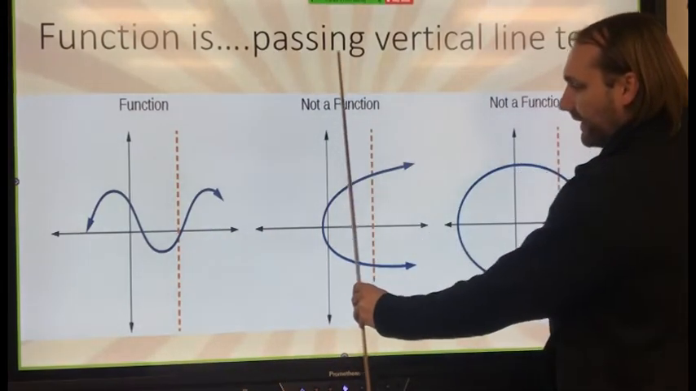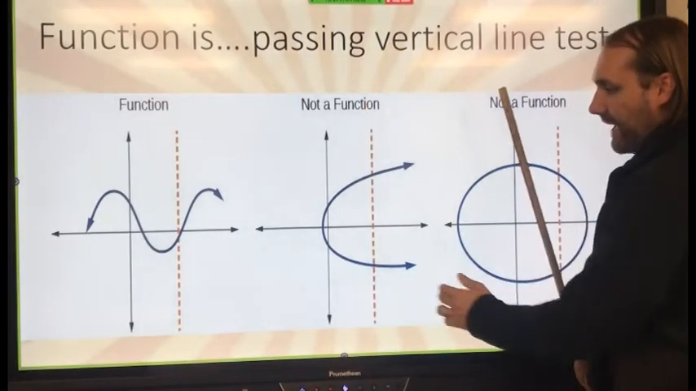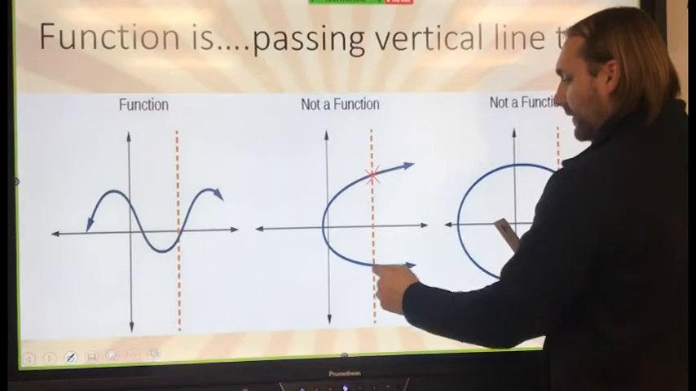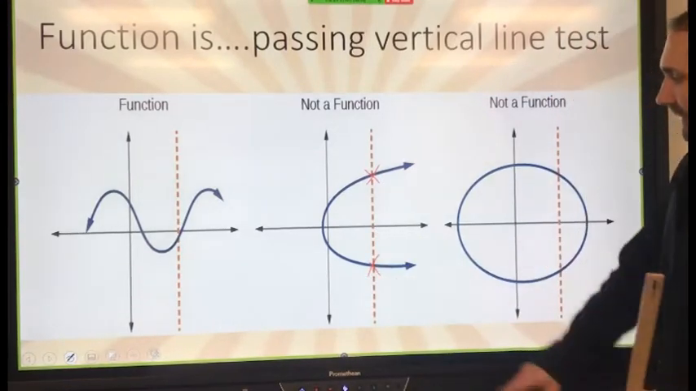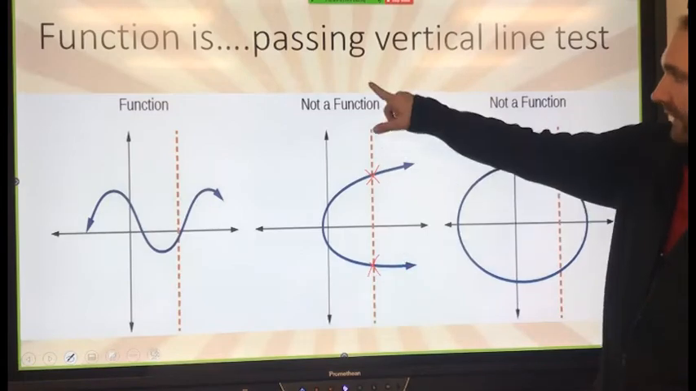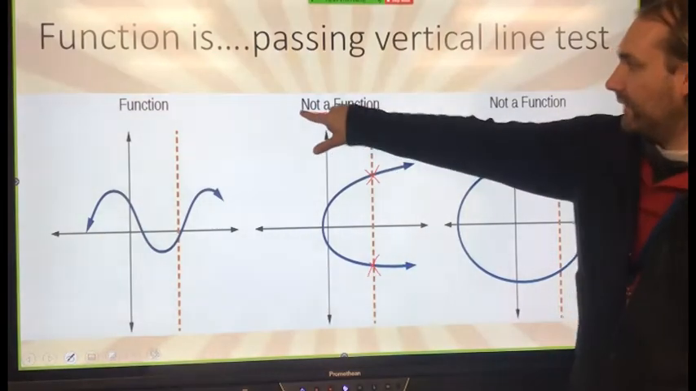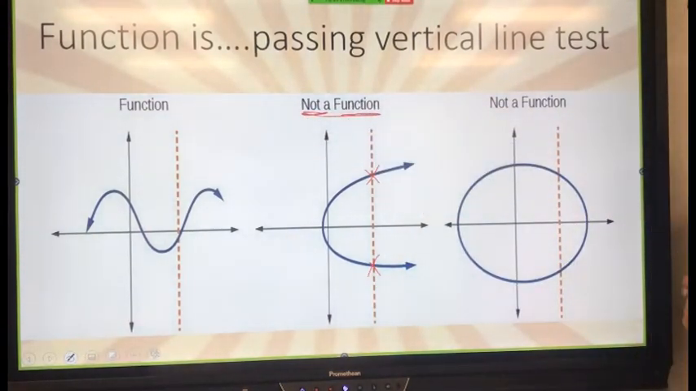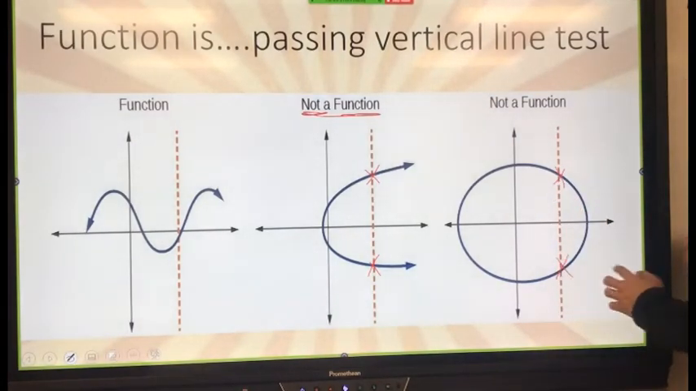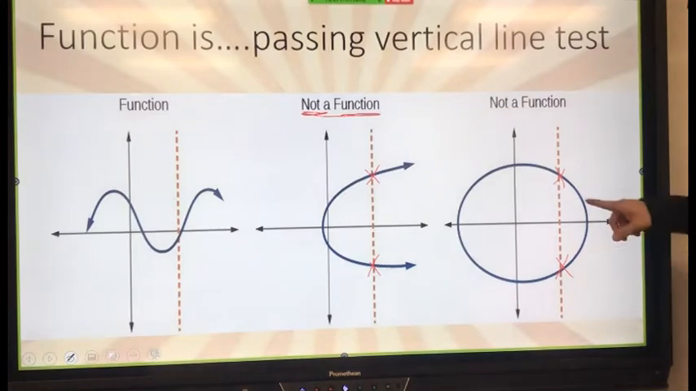Here, as I land right here, I notice I have how many different values for y? Two, right? Here and here. You're trying to print two images on one sheet of paper. Can't happen. So it breaks. This is not a function. That one's all the way across. And then this one, yeah. There's a reason why circles aren't one of our parent functions, is because a circle is not a function. It also fails the vertical line test.